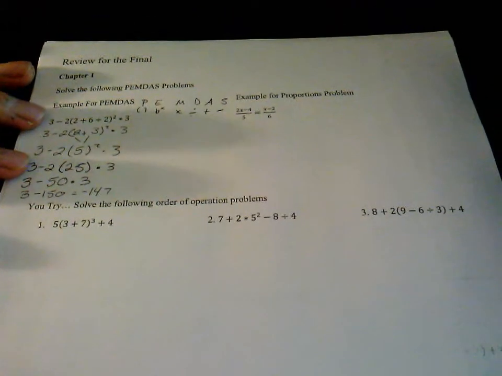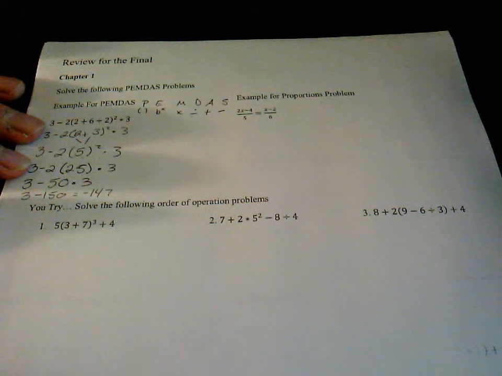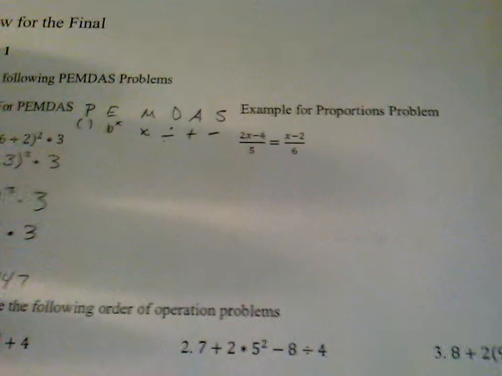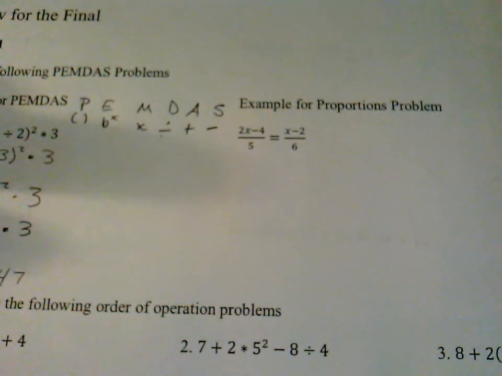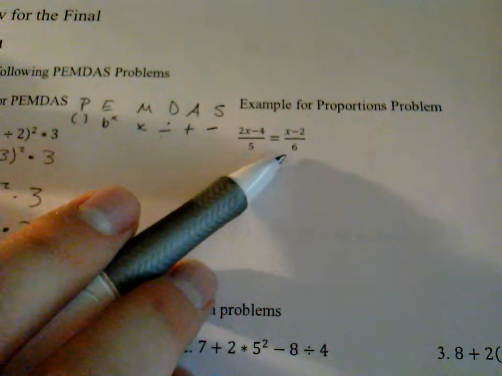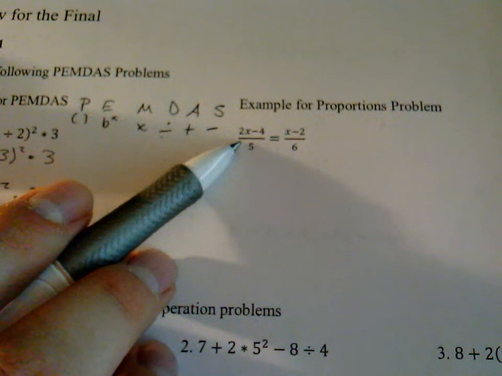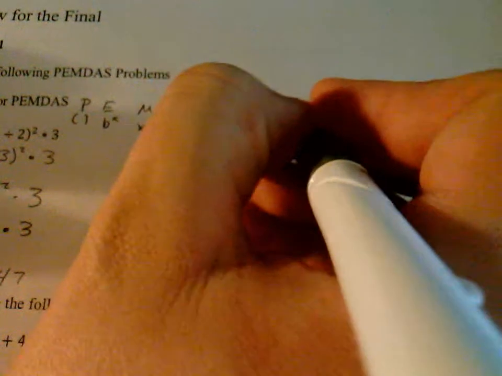Alright, next example is for proportions. The first step with any proportion is to cross multiply. So, let me get a little bit closer. Okay, so you have 2x minus 4 over 5 equals x minus 2 over 6. Whenever you have this little type of expression over a division sign, you're going to pretend like there's little parentheses there. I'm going to show you why.